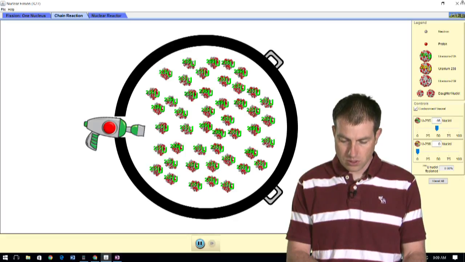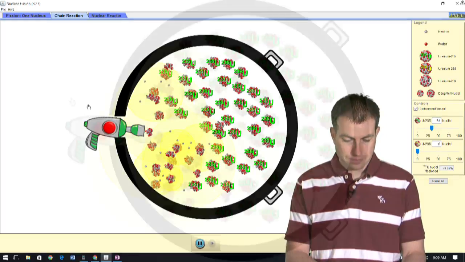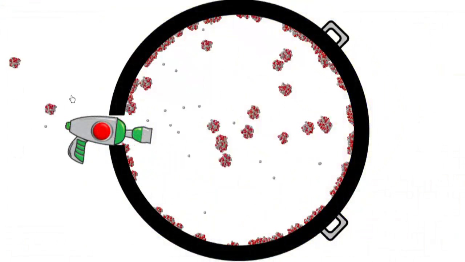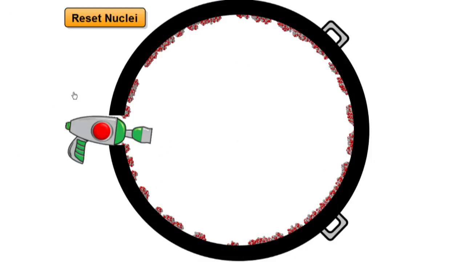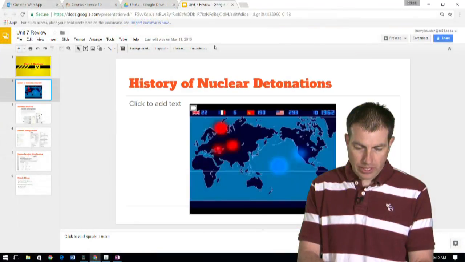Let's see what happens here. Put a bunch of uranium in a containment vessel. For sure, Costin, I'll get to that in a second. There you go. So that is how things break down radioactively.